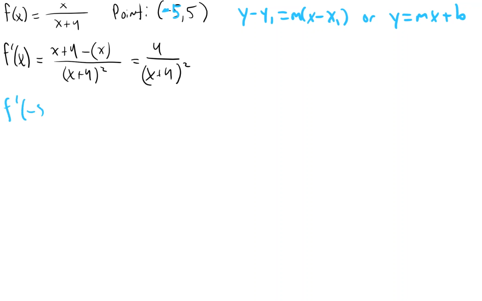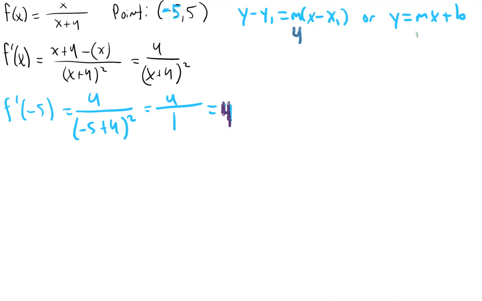So f prime of -5, let's see, if we evaluate that, looks like we get 4. So the slope of my tangent line at that point is 4. So that slope I want for my equation is 4. Okay, so I'm on my way to getting the equation now.